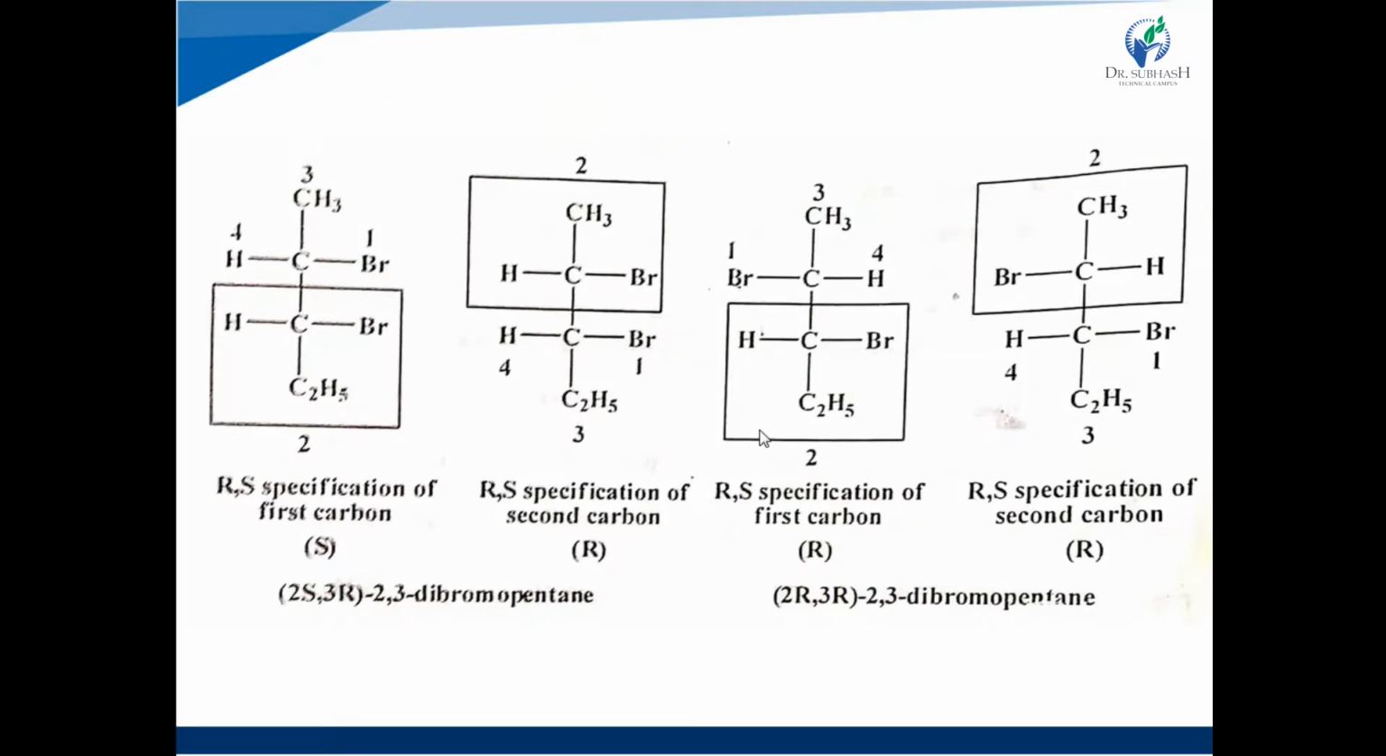So see, the first example is that on the second carbon, right? Specification of the second chiral carbon atom. There are 2 chiral centers at the second and third carbon. So first on the second carbon, what will be the configuration? So see, on the second carbon, 1 bromine, 1 methyl, 1 hydrogen and 1 whole group that is attached by a carbon atom to the chiral center is present, right?